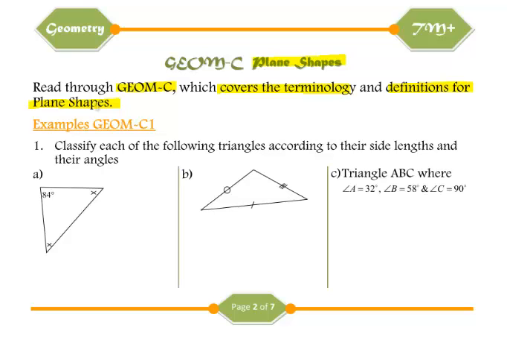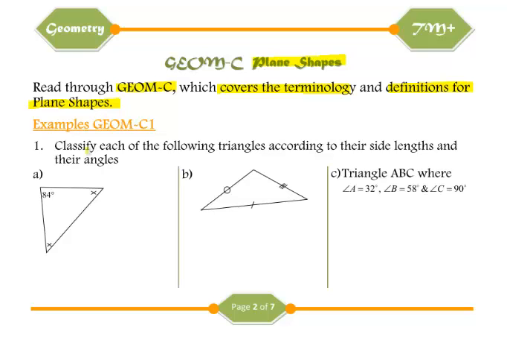Make sure you know what the different types of polygons are and how many sides they have, the different types of regular polygons, the different types of triangles and their properties, and then the different kinds of quadrilaterals. Okay, so please go through and read that first.